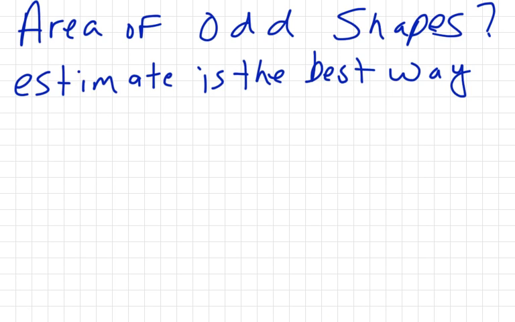And so now, area of an odd shape. Well, estimating is the best way. So let's say that I take this and I make an arrow right here, and I want to try to find the area of this shape. Let me erase this one side right here real quick. And so I want to find the area of this triangle.